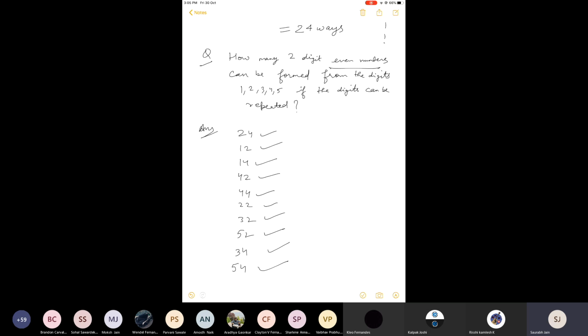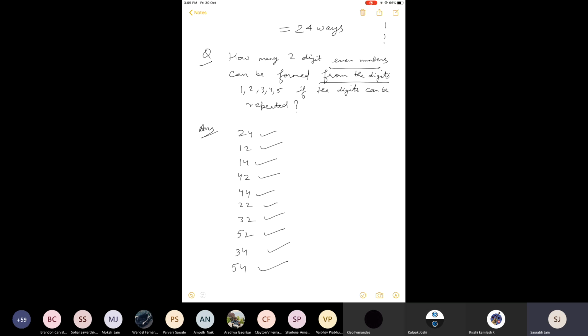So 20. How are you getting 20? Where is 0 here? Are you getting it? Read the question. From the digits you are allowed to use 1, 2, 3, 4, 5. You are supposed to make two-digit numbers. They should be even. Digits can be repeated. So 20, how can you say 20? Where is 0 here in the question? They are not asking for all two-digit even numbers. They are asking only those numbers which can be formed here. Any other number that you can find.